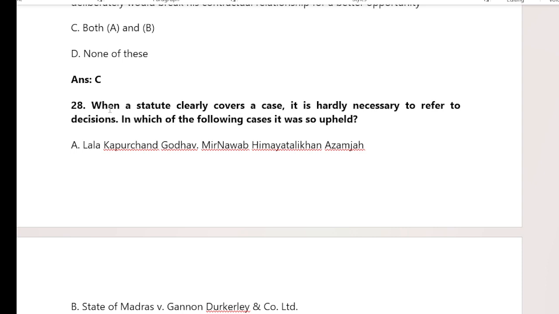And the next question is, when a statute clearly covers a case, it is hardly necessary to refer to the decision in which of the following cases it was so upheld.